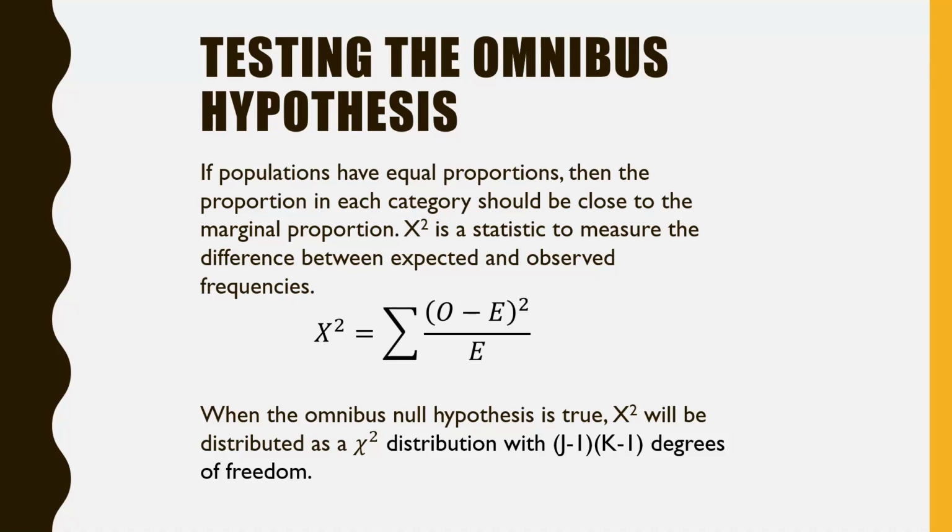Now, when the omnibus null hypothesis is true, we know the distribution of that x squared is going to be approximately a chi-square distribution. There's our mathematical distribution that I referred to.